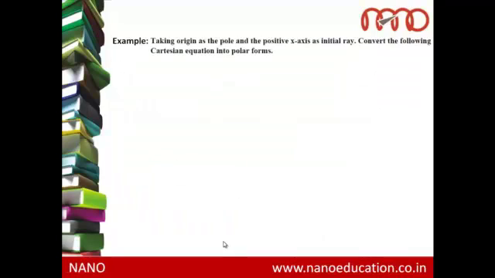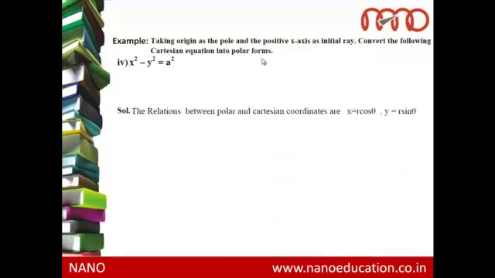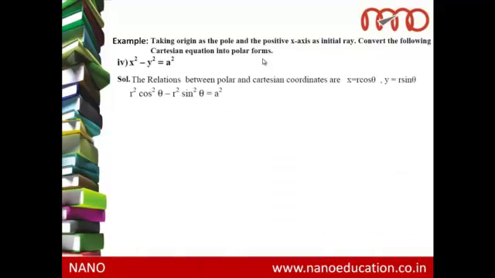Next example. Taking origin as the pole and the positive x-axis as initial ray, convert the following Cartesian equations into polar forms. Similar to what we have done, a different equation is given. Again we will be replacing x by r cos theta, y by r sin theta. Answer is r square into cos 2 theta is equal to a square. If you remember, we converted this from polar form into Cartesian form in the first question.